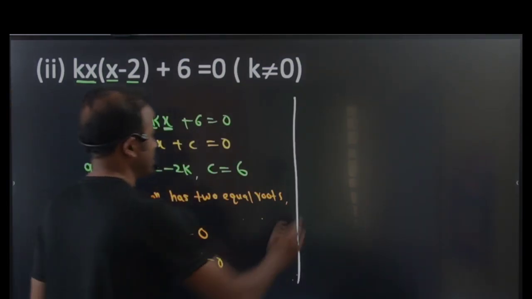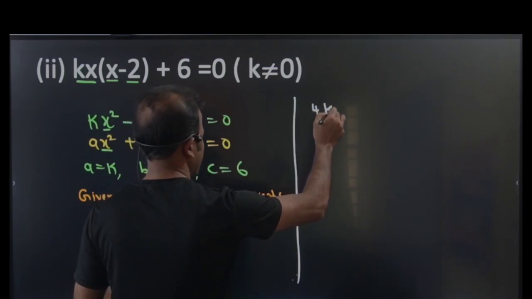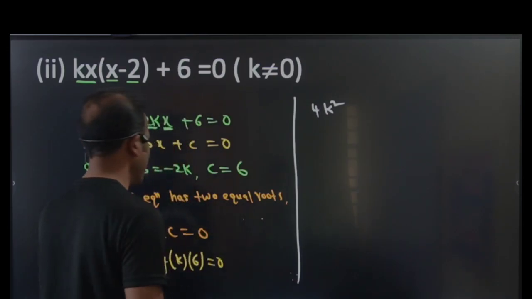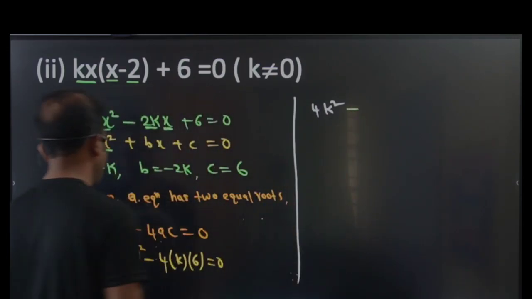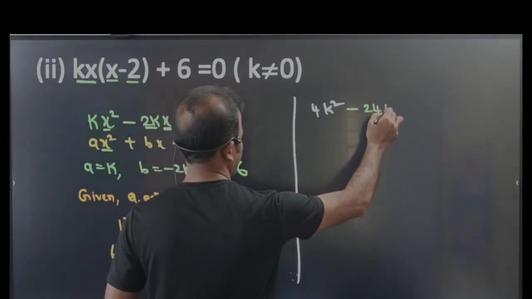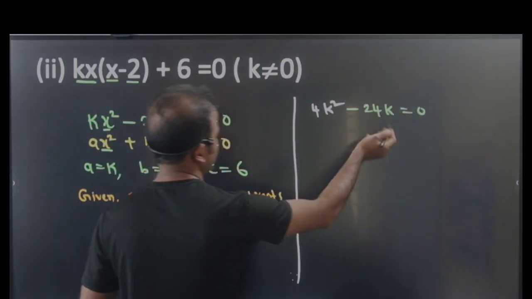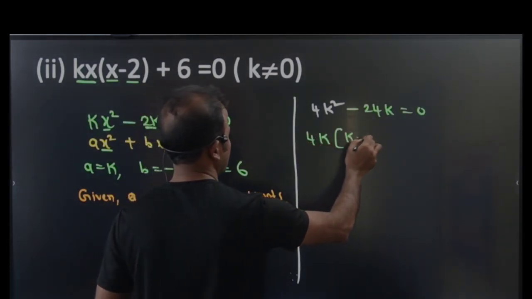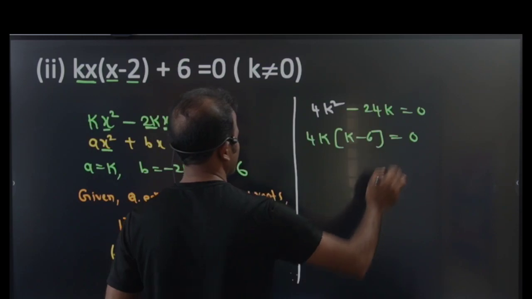2k whole square minus into minus plus 2k whole square we can write as 4k square. 4k square minus what is there here? 4 into 6 into k, so this we can write as 24k equal to 0. Take common from the two terms. Here we can take 4k as a common. 4k into k minus 6 equal to 0.